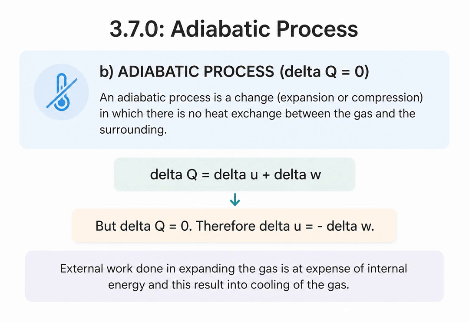Because delta Q is zero, any external work done by the gas must come at the expense of its own internal energy. This is why a gas cools down when it expands adiabatically.